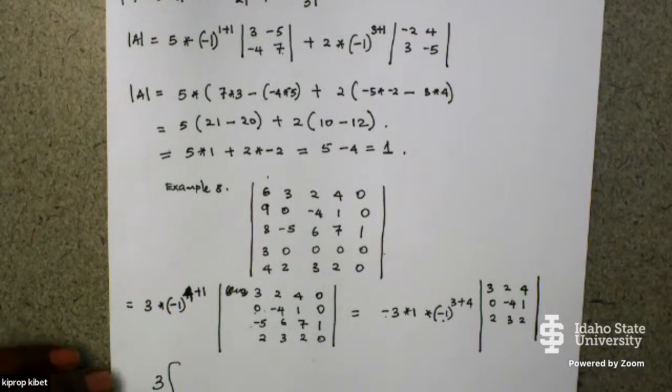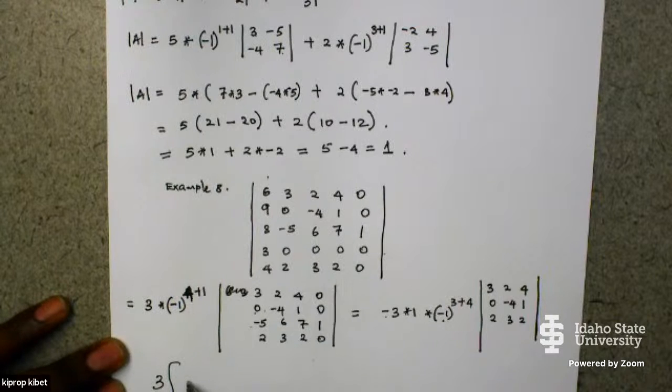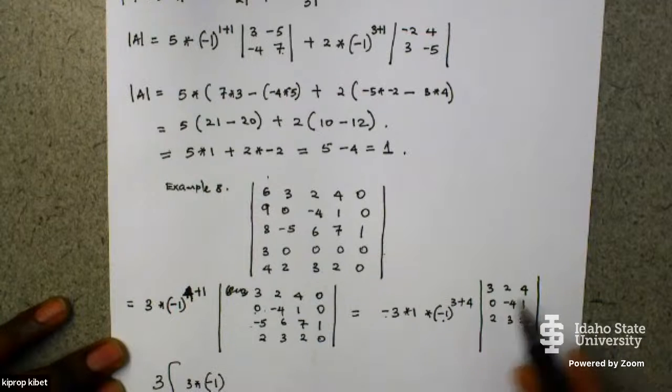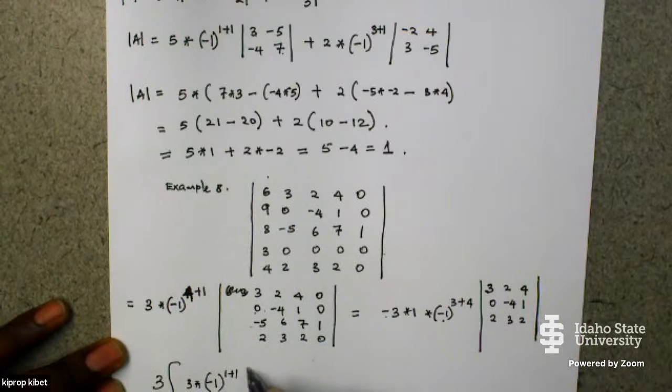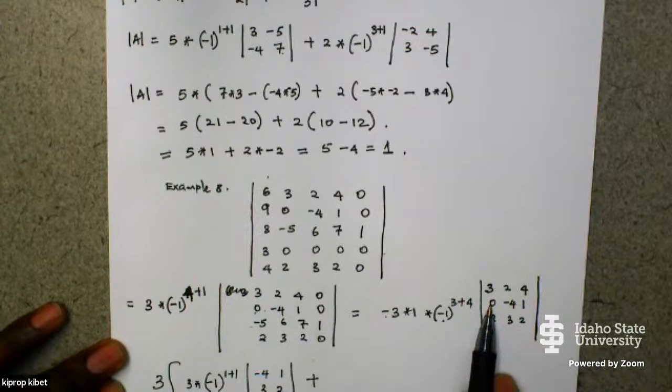You can actually use this column here. So 3 outside, and then 3 multiplied by -1. We are deleting the first row and the first column. So it will be now 1 plus 1. And then determinant of -4, we are deleting this and this: -4, 1, 3, and 2. Okay. Plus, this will give us 0.